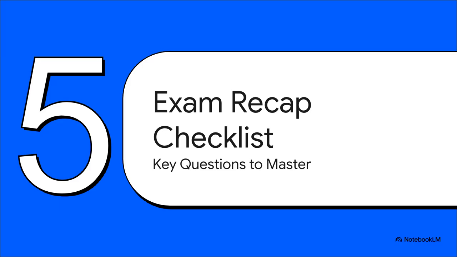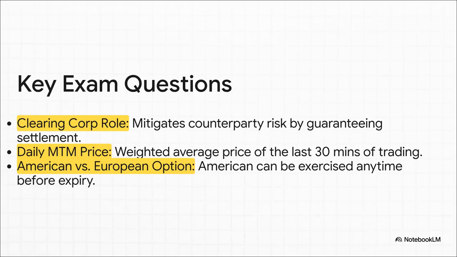Okay, we've gone through a lot of information, so let's bring it all together with the final checklist. These are 3 concepts that are very likely to show up on your NISM exam, so make sure you can answer them clearly. Let's run through them. What's the role of the clearing corporation? It steps into the middle of every trade. It becomes the buyer to every seller and the seller to every buyer. By doing this, it guarantees that every trade will be settled, which completely eliminates counterparty risk.